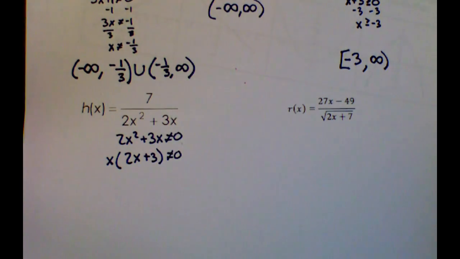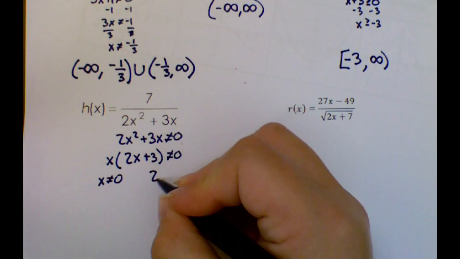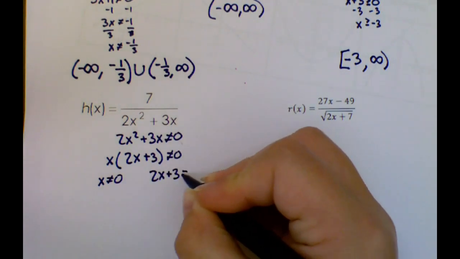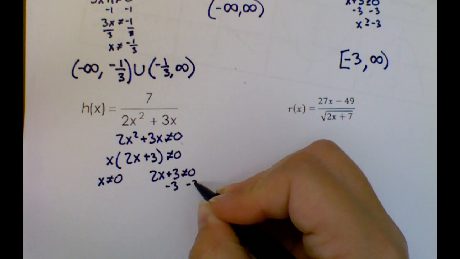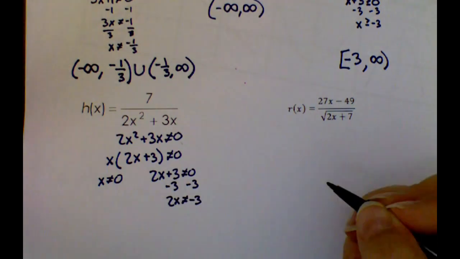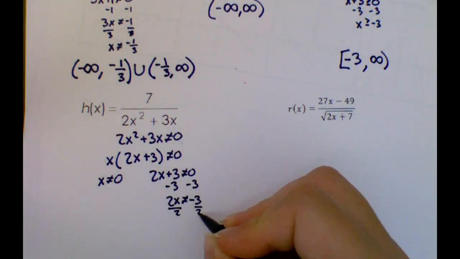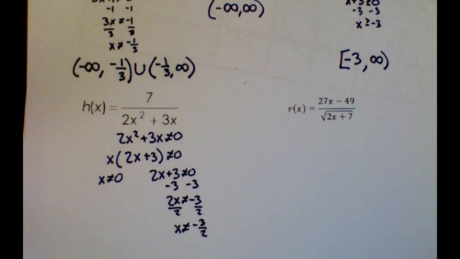Then we set both pieces equal to 0. So x can't be 0. There we go. And 2x plus 3 can't be 0. Well, we have to solve the 2x plus 3 by subtracting 3 off each side. So 2x can't equal negative 3. And divide by 2. So x can't equal negative 3 over 2.